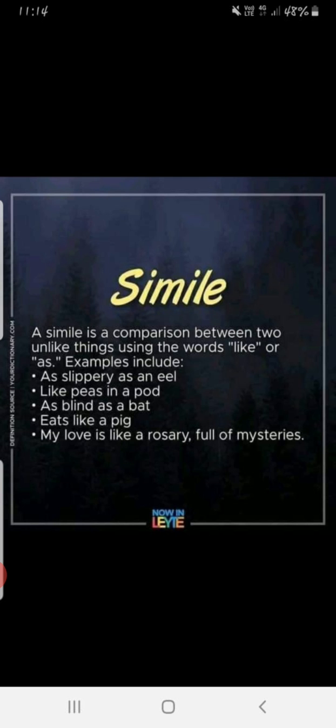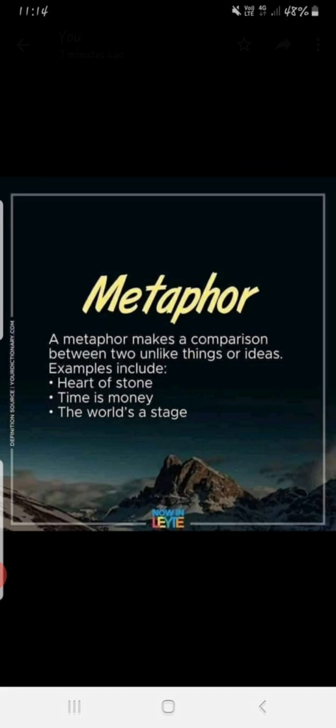Understood? Next, metaphor. What is a metaphor now? A metaphor makes a comparison between two unlike things or ideas. Example, heart of stone. Time is money. The world's a stage, or the world is a stage. Now children, here, no like, no as. We are directly telling heart of stone.